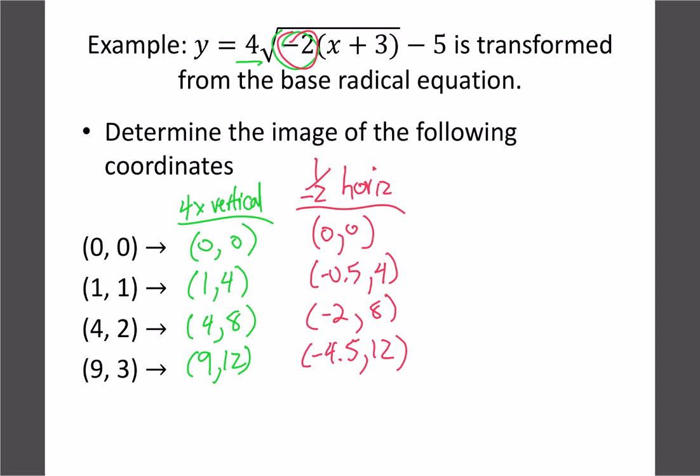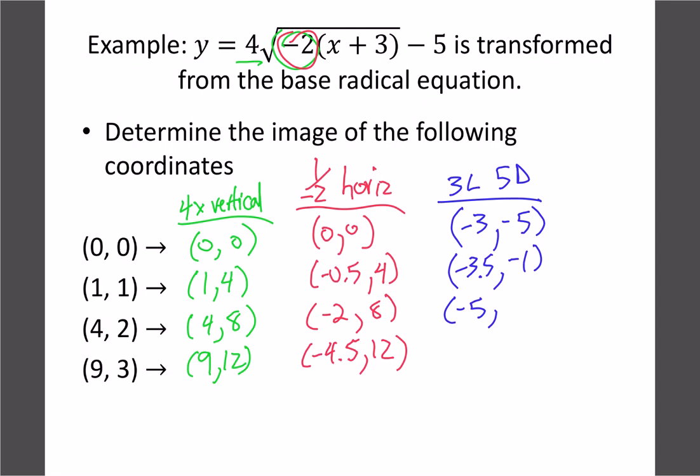And then our last step is to do the translation. So we've got 3 left, and our -5 would be 5 down. So we just do that on the last one. So take each coordinate, go 3 left, would make it -3, 5 down would be -5. Do that with the rest, -3.5, and -1, -5, and 3, and -7.5 and 7.